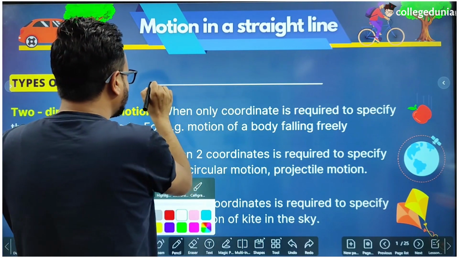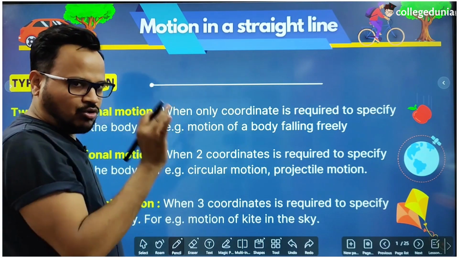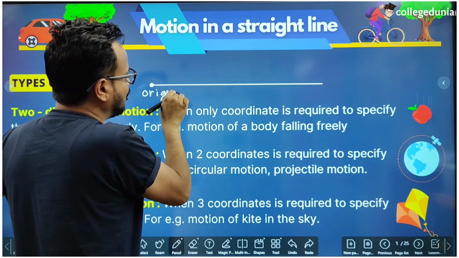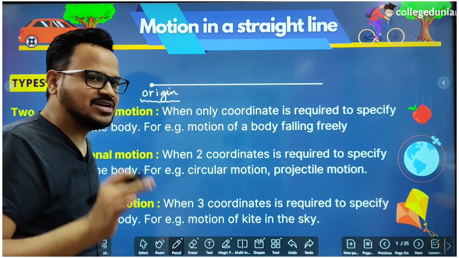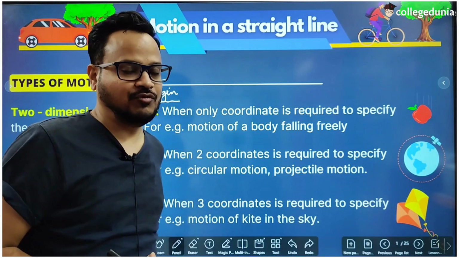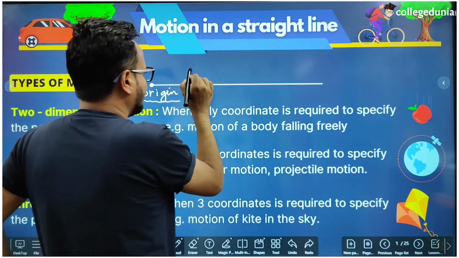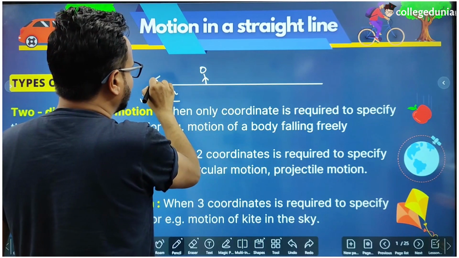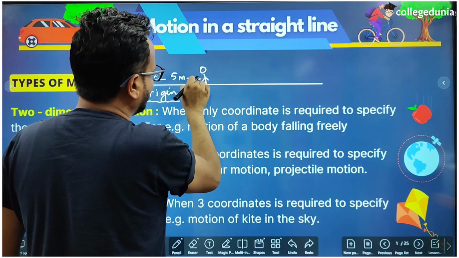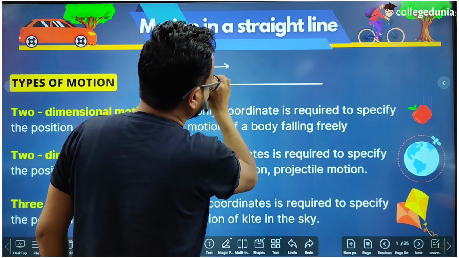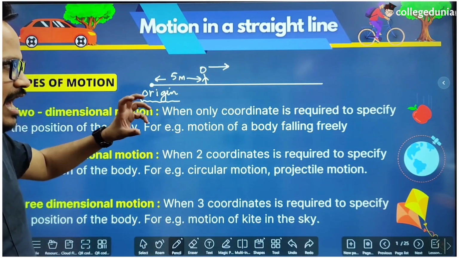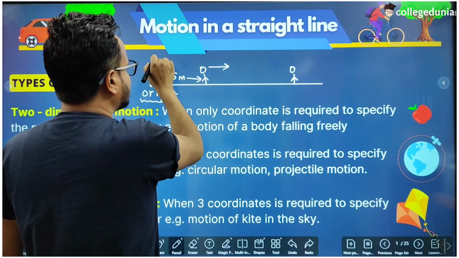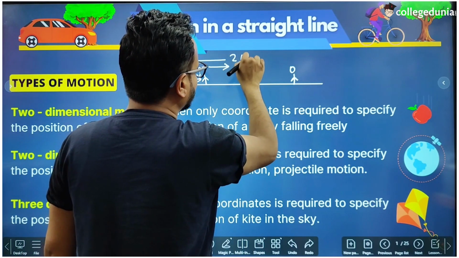For example, suppose this is a fixed point on the road and this point is taken as origin. We can take any point as origin, but it has to be a fixed point. It should not move with time, right? So right now at this point of time, the man is starting from here and the distance of the man is 5 meters from the origin, and this man is moving in this direction, right? After 10 seconds, say this man is at this position and this distance is now 20 meters.